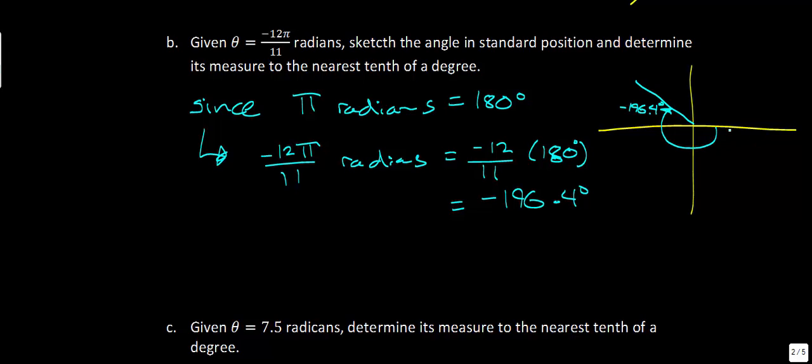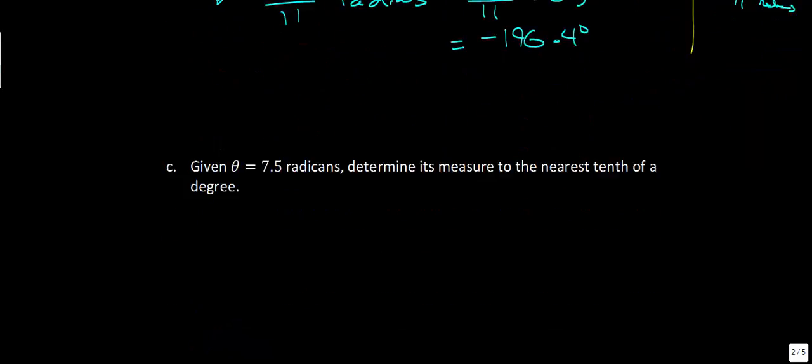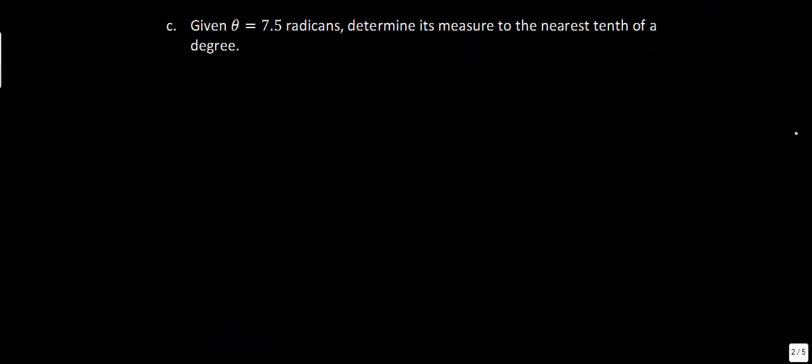Which is equivalent, if you want to do it instead in terms of radians, you could write it as negative 12 pi over 11 radians. Okay? So, finally, using, I believe, a different rule right here, let's go and take a look at this one. So it says, given theta is equal to 7.5 radians, determine its measure to the nearest tenth of a degree.